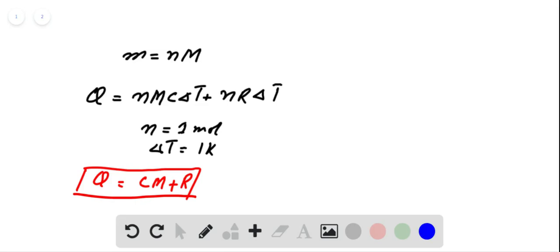So in isobaric process, Q is equal to Cm plus R. In isochoric process, Q is equal to C into M. As R is universal gas constant and R is a positive number, so amount of heat required to raise temperature by 1 Kelvin in isobaric process is more than the heat required to raise the temperature by 1 Kelvin in isochoric process. So amount of heating depends upon the process.